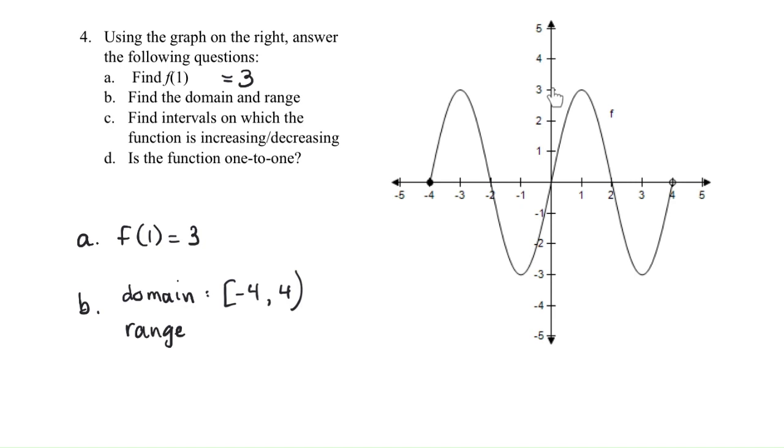And we need to consider now, do we use parentheses or brackets? Well, is 3 in the range? Is there a point on the graph where 3 is the y value? And the answer is yes, (1, 3) or (-3, 3). So 3 is in the range, so we're going to include 3, as well as -3.